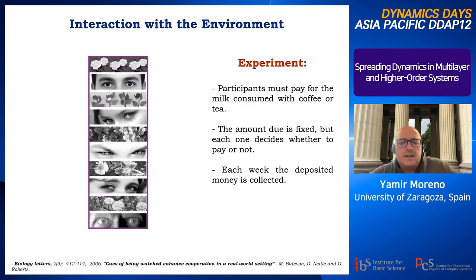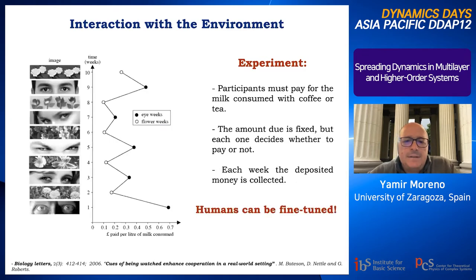They put up an image. This is not a screen that is interactive, it's just an image that is there, and they change the image every week. So one with flowers, then eyes, flowers, eyes of different intensity, et cetera. Then they tried to find the association or correlation between what was shown and what was collected in the morning. And this is what people were depositing in the collectors as a function of the image.